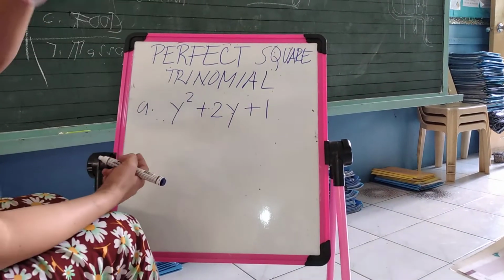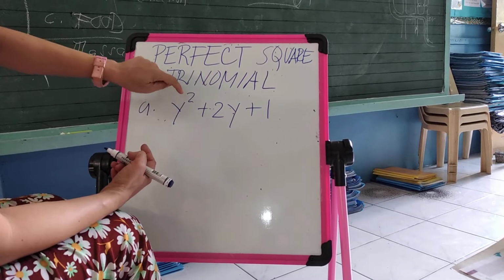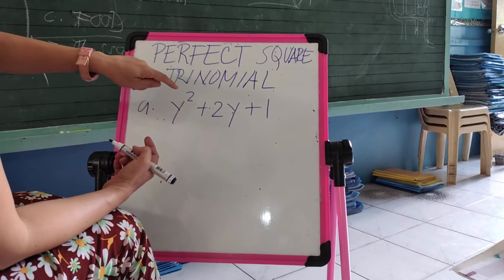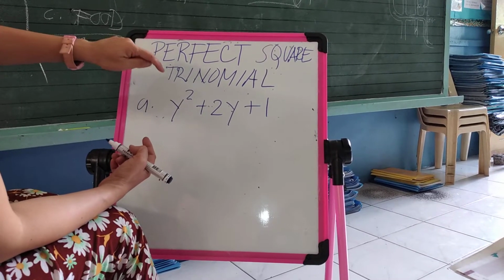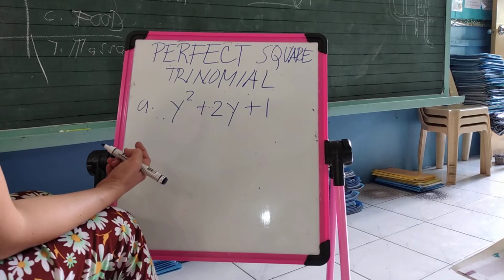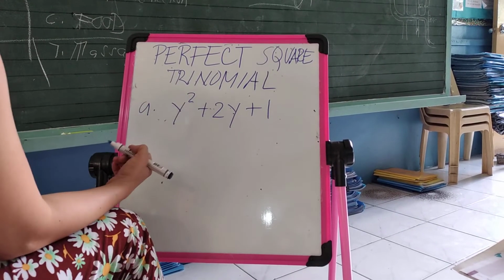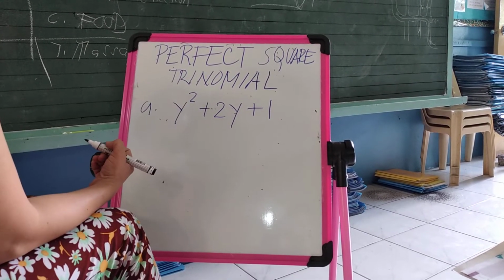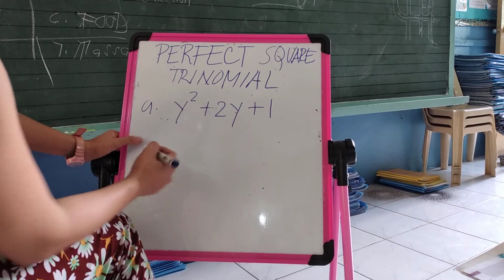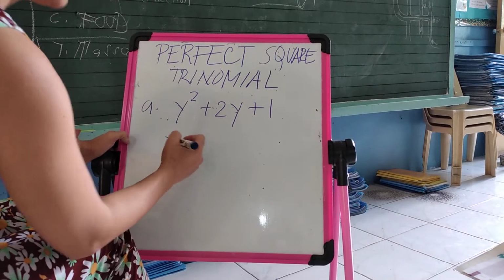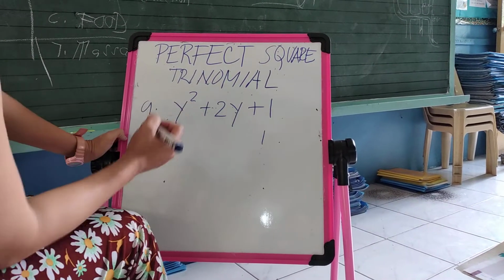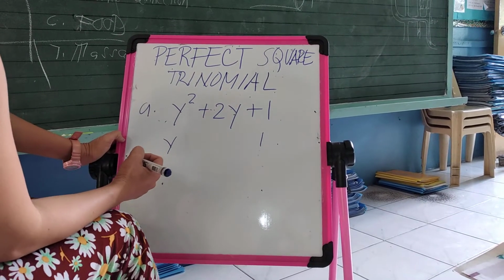So remember, when we get the square root of the exponent of the variable, we divide it by 2. If it is cubed, then we divide it by 3. But here, we only try to check if it's a perfect square or not, so we divide it by 2. Is it divisible by 2? Yes. So 2 divided by 2 is 1. That's why the square root of y squared is y. The square root of 1 is 1 because 1 times 1 will give you 1.